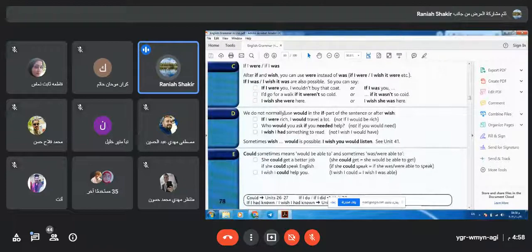The last note in this unit is this one. Could sometimes mean would you, would be able to, or was/were able to. They are both close, but they're different. Could sometimes comes in these two different meanings. So make note of that.